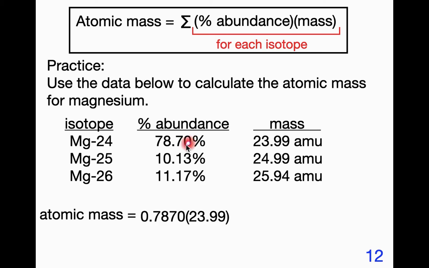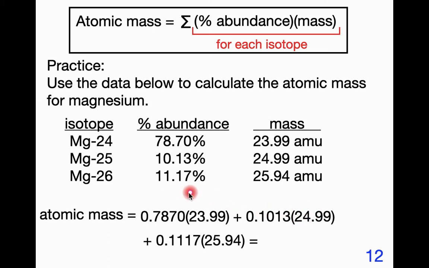So I'm converting the 78.7% into a decimal, moving the decimal place over 2 places to the left, times the mass, which is 23.99. And then I'll add to that the 10.13% that I've converted into a decimal times its mass, plus the 11.17% I've converted into a decimal times its mass.